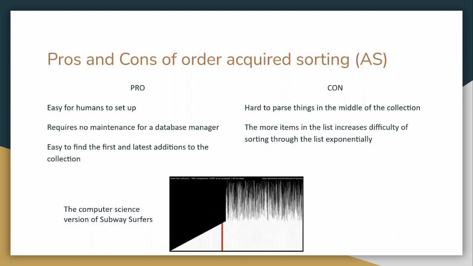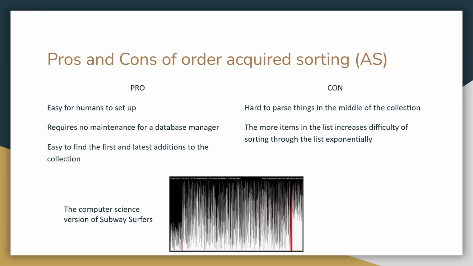Pro, it's very easy for humans to set up acquired sorting. And it requires no maintenance for any sort of database manager, whether human or computer. And it is very easy to find the first and the latest additions to a collection. Think about a scrapbook. If you just put in every stamp as soon as you get it, it is very easy to open up the first page, look at your first stamp. And it's also very easy to open up the last page and look at the last stamp that you put in.